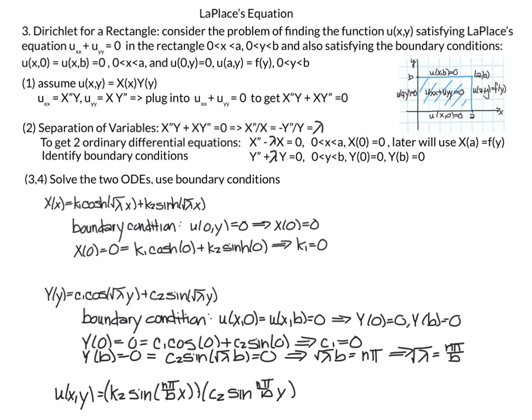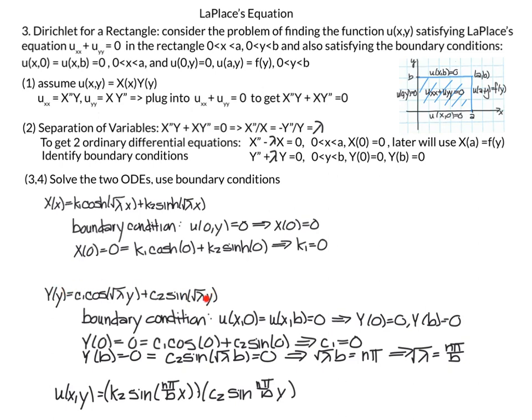And I can plug that in. Again, this is the boundary condition I'm using. When x is equal to 0, u of x,y is equal to 0. So plugging in x here, I get c1 cosh of 0 plus k2 sinh of 0. And again, if this whole expression is equal to 0, cosh is never equal to 0, which means k1 has to equal 0. Then I can solve my second differential equation.